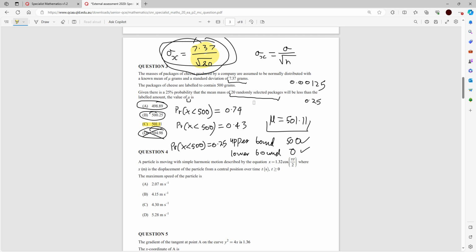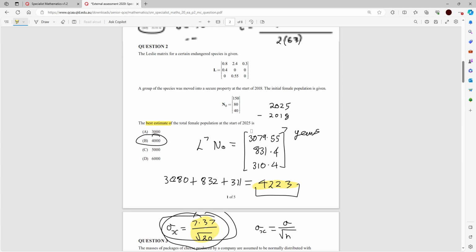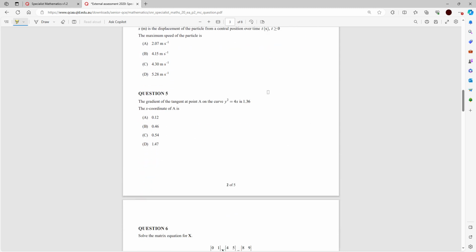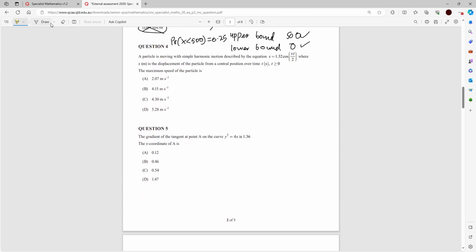Unfortunately, I can't really share my screen because I don't have the digital calculator, but that's how you would do it with this particular calculator model. Okay, let's move on to the next question. Let's rub that out because it's in the way.